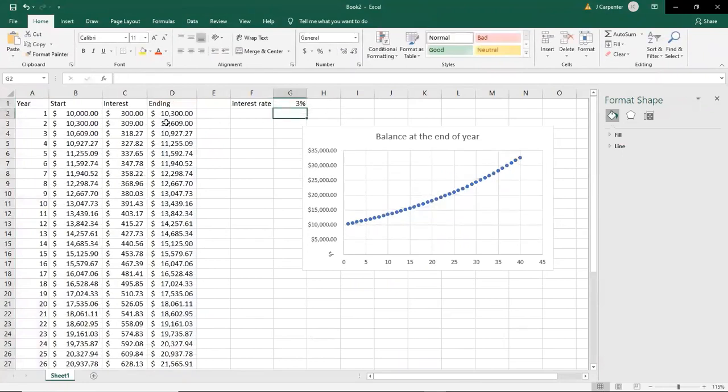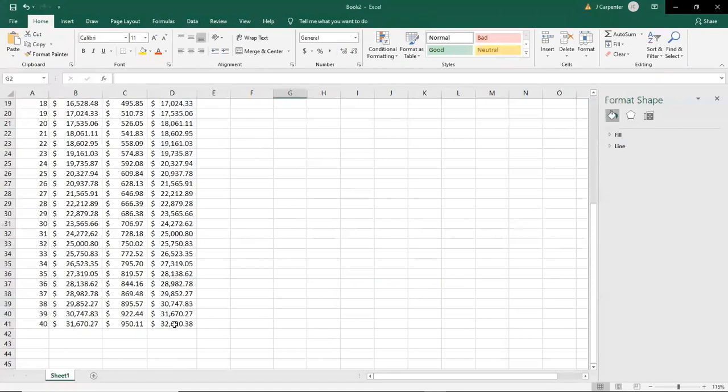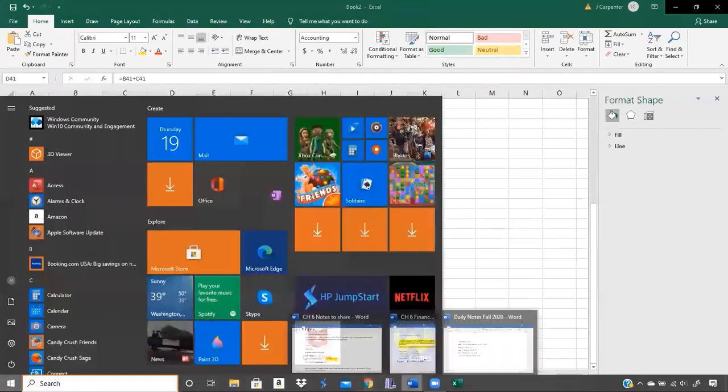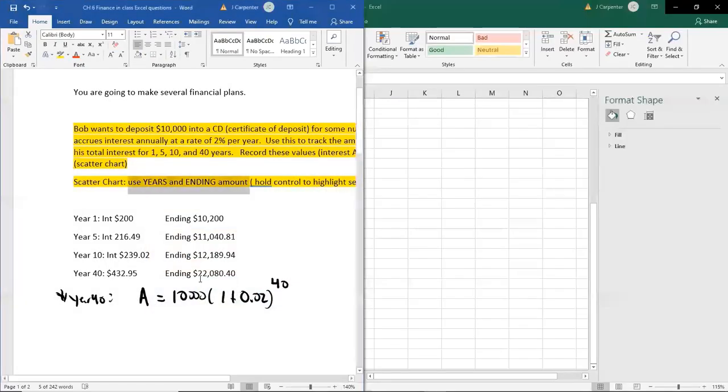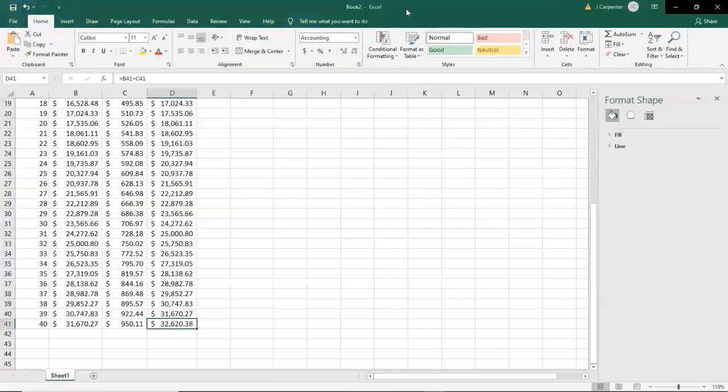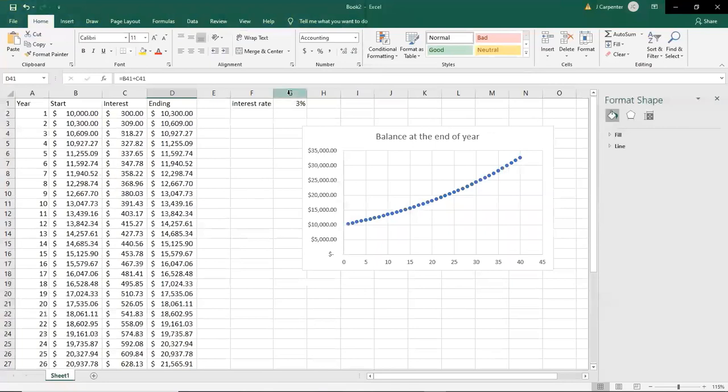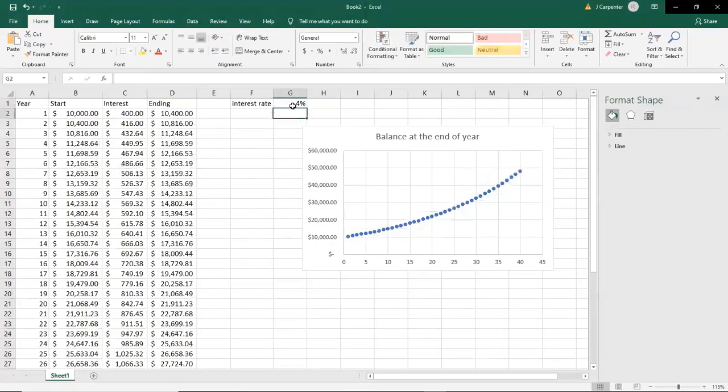Look at that. We saw all these numbers change. The ending balance at year 40 is now $32,000, where originally it was $22,000. So we now have another $10,000 for free just by going from an interest rate of 2% to 3%. Also, this graph does not look nearly as linear. It's still fairly straight. It doesn't look like an explosion has happened, but it is bending a little more. Watch if I change it to 4%. It's bending a little more.